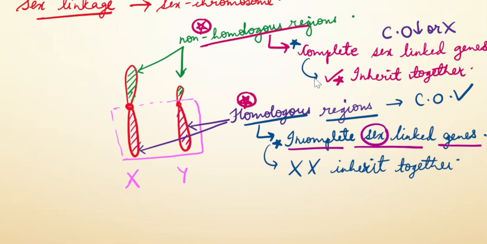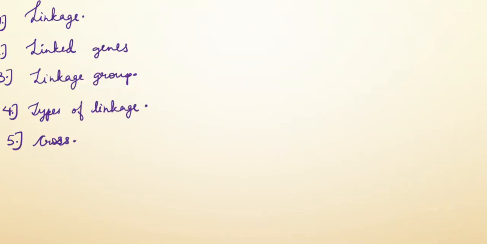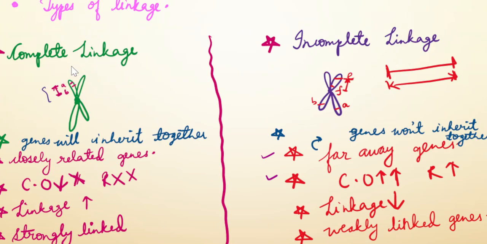Understood? So this is about complete linkage and incomplete linkage. I told all those things, so this is the first part. We spoke about linkage, linked genes, and the types of linkage. Now we will speak about linkage group.